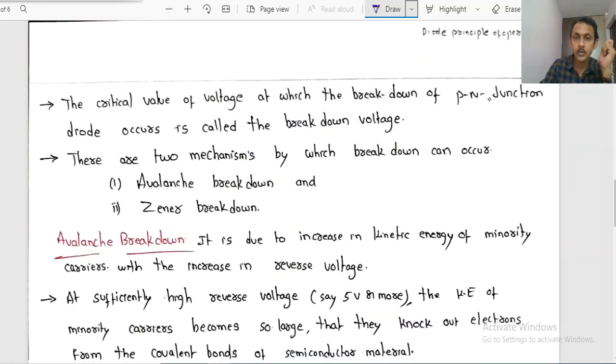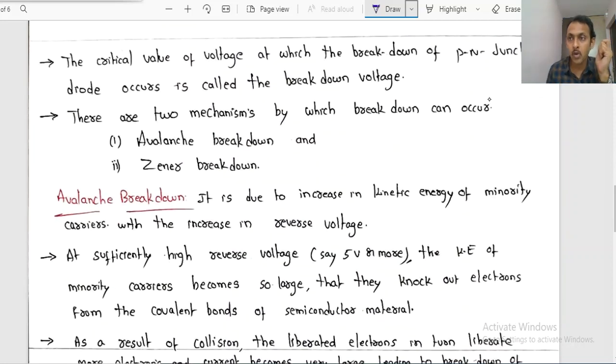When we call it avalanche breakdown, when we call it Zener breakdown, you have understood the critical value of the voltage at which breakdown of the PN junction occurs is called the breakdown voltage. There are two types of breakdown. One is the avalanche breakdown and another one is the Zener breakdown.